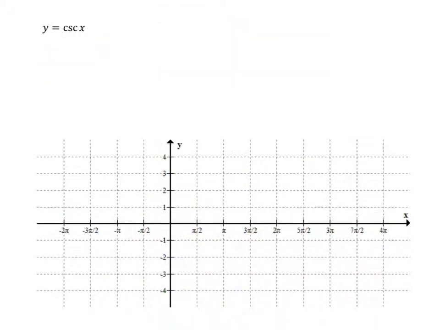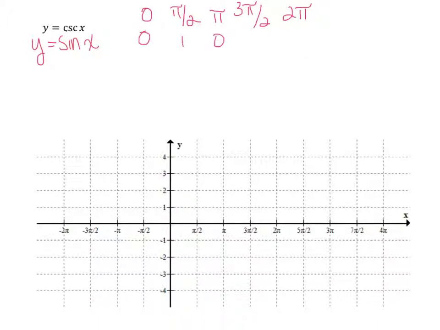Our final graph is cosecant, and again, I want you to think about the reciprocal of cosecant, which is sine. We know the pattern on sine, and we can very easily plot this graph.